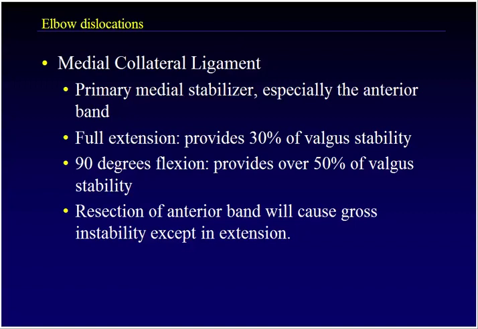In full extension, it provides 30% of the valgus stability. In 90 degrees of flexion, it provides over 50% of the valgus stability. And when you have more extension, then you can rely more on the intact lateral bony column for your stability. Resection of the anterior band of the MCL will cause gross instability of the elbow joint except in extension. And again, this goes back to why we try to fix the significant coronoid fractures, because that restores the proper anatomical relationship of the medial collateral ligament and will prevent late instability.